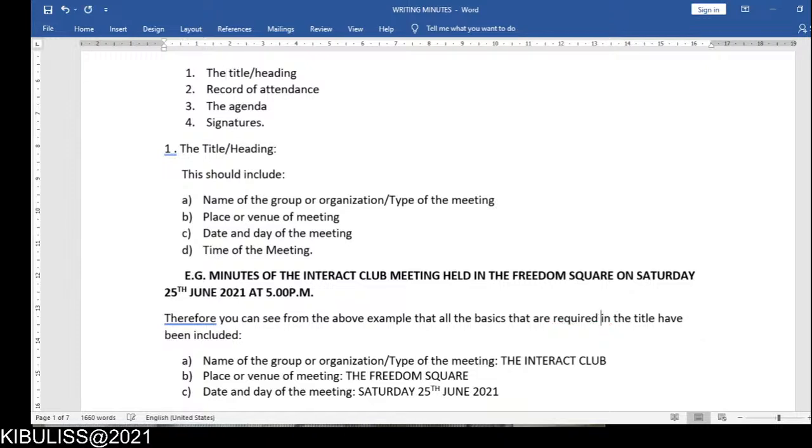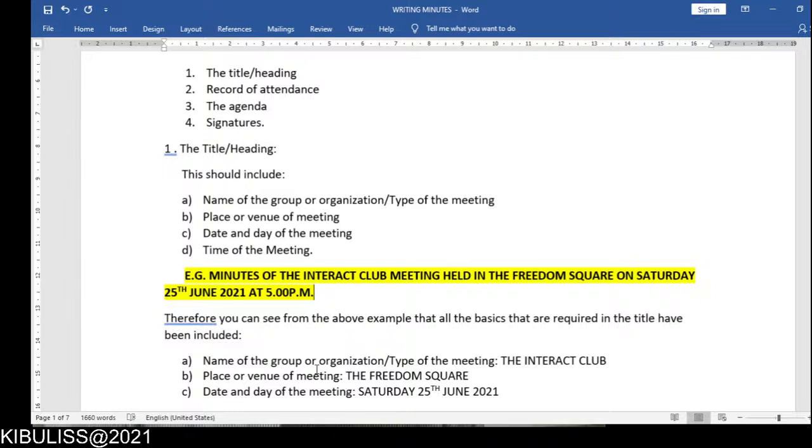So you can see that when you're writing the title of the minutes, your minutes should have about 5 components. We talk of the word minutes, it must appear. You talk of the group or the organization or the type of meeting, Interact Club in this case, where it was held, Freedom Square. We have given the day, Saturday. We have given the date, 25th June, and the year, and also the time at which the meeting started.